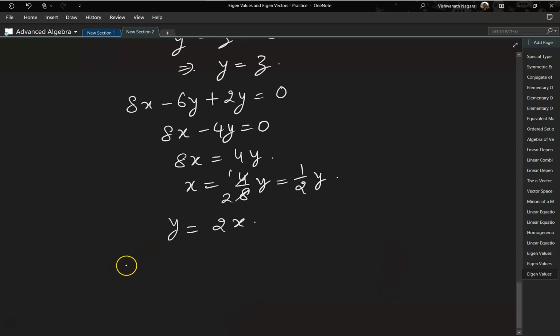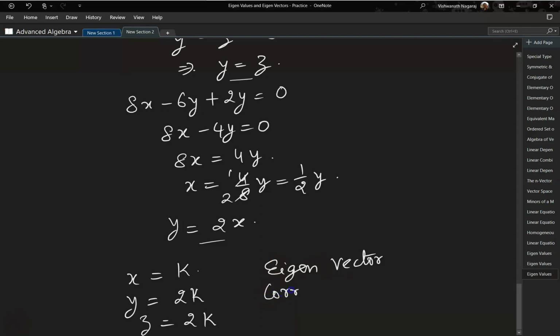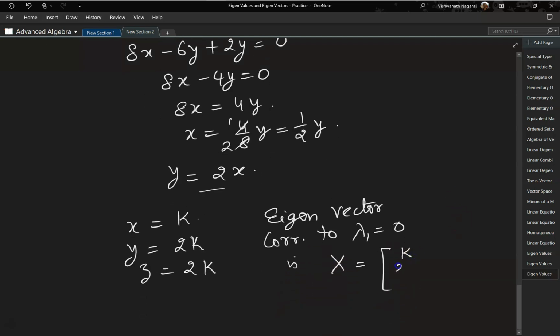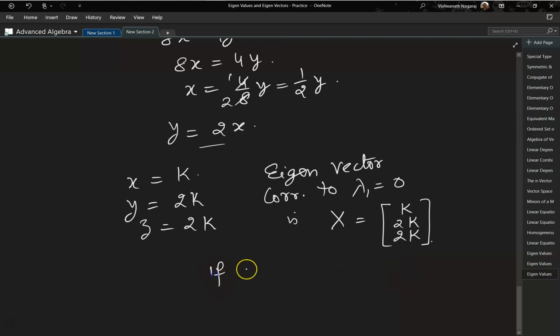Now, here if you notice, we have z in the equations, and in this we have y and z, but x we don't have. So let x is equal to k, then y becomes 2k and z becomes equal to 2k, because z is equal to y. So our eigenvector corresponding to lambda 1 equal to 0 is x equal to k, 2k, 2k. If k is equal to 1, then this would be 1, 2, 2.